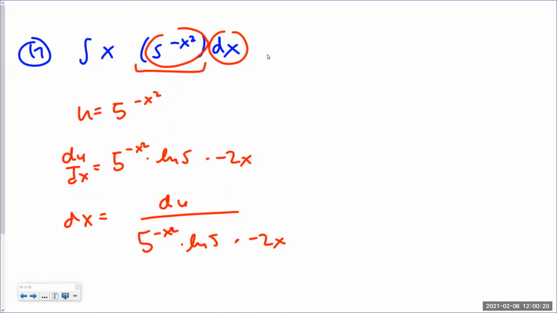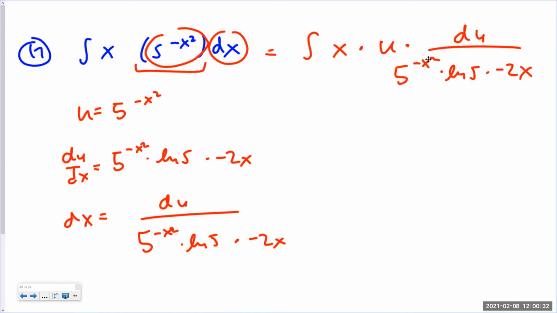So this is going to be equal to x times u times, my dx is du over 5 to the negative x squared times ln of 5 times negative 2x. And do my x's cancel out? One of these x's does, but the rule is everything with an x has to cancel out. And do you see this doesn't cancel out? So that's why you say, okay, back to the drawing board. This is not the right u. Let me go back and pick the right u.